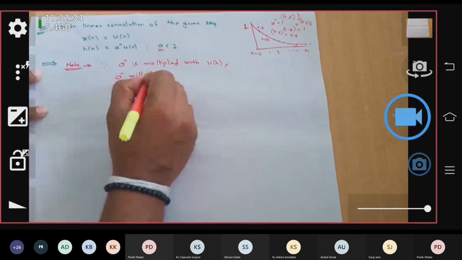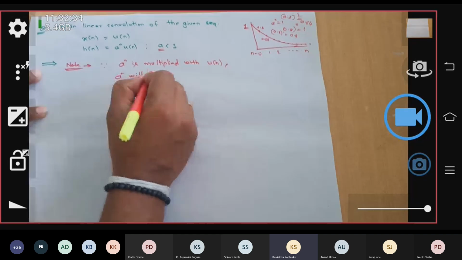Now, out of these two sequences, which is a simple sequence? U of n. Definitely u of n is a simple sequence. So it is very easy to fold and delay u of n rather than folding and delaying a raised to n. So that is why we will treat this sequence as h of n, and we will treat this sequence as x of n. Since we have studied that linear convolution is a commutative property, we can delay x of k and we can keep h of k as it is.